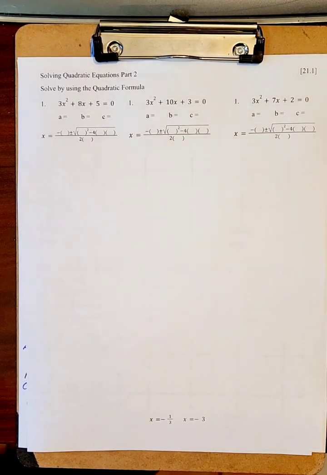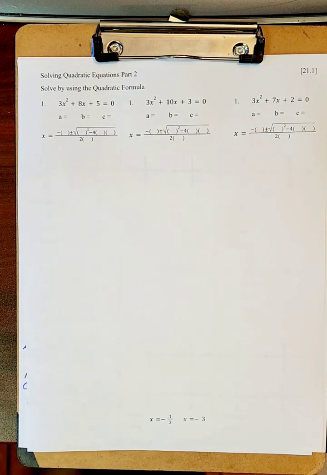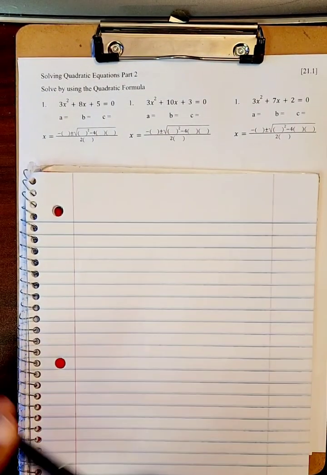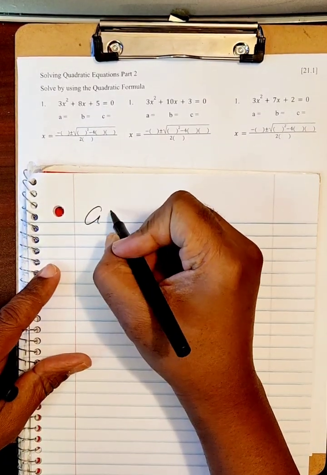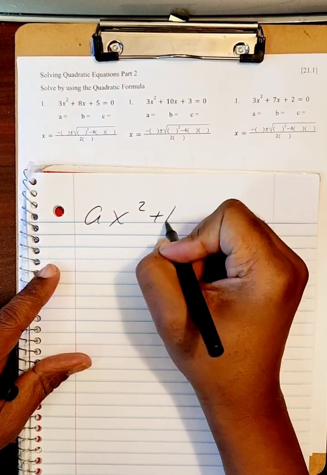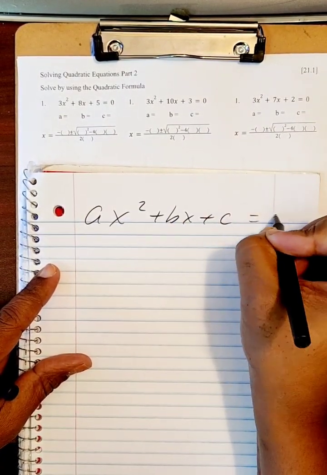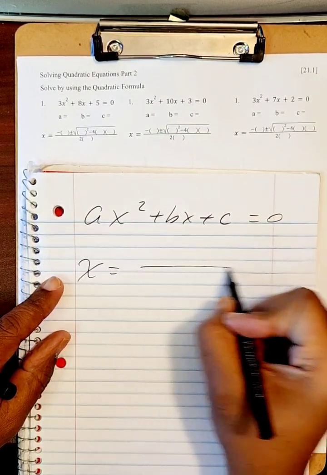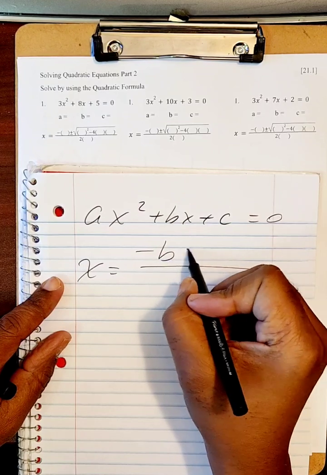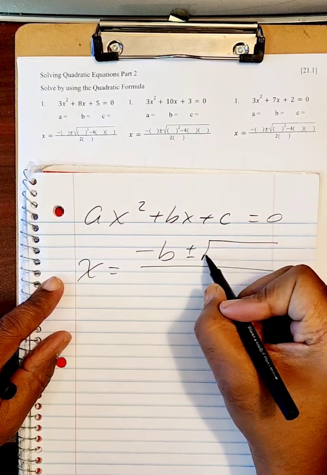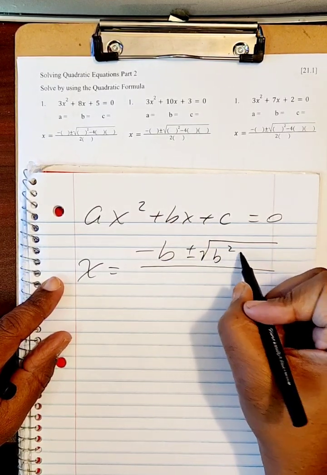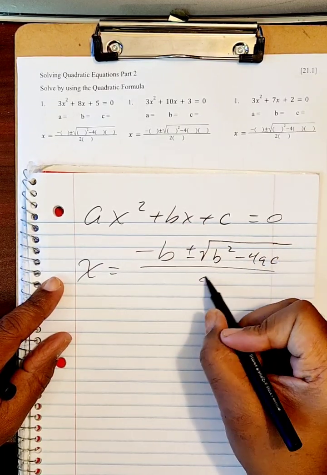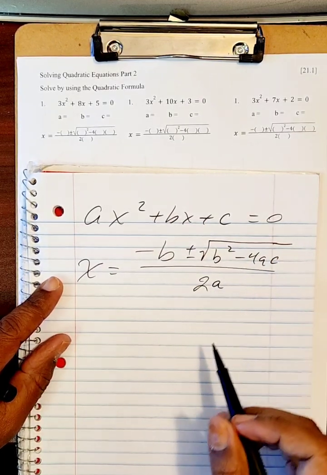21.1. We'll be solving quadratics using the quadratic formula. Now, the quadratic formula takes a quadratic in this form: ax squared plus bx plus c equals 0, and it solves for x by taking the opposite of b plus or minus the square root of b squared minus 4, then times a, then times c, all over 2 times a.